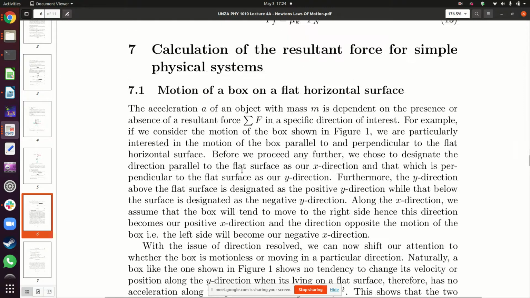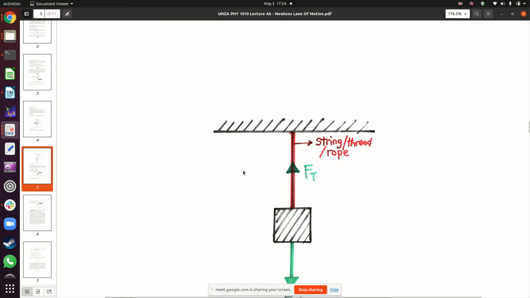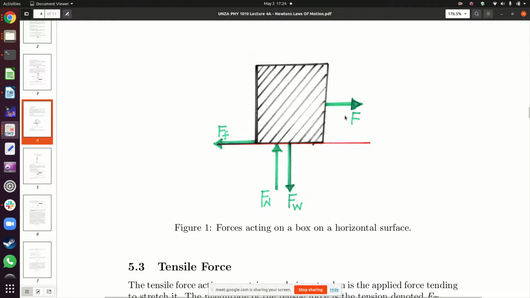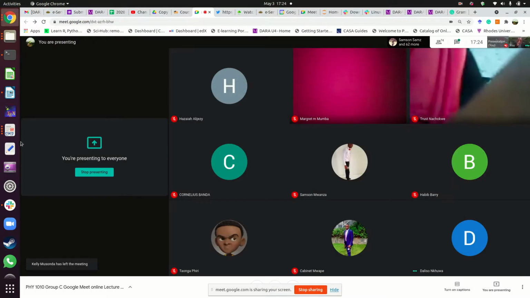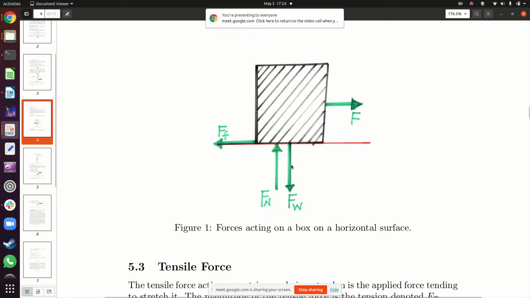So in the x direction, when it comes to our box, there is this force F, which is trying to pull the box to the right. Then as we are trying to pull the box to the right, there is another force, which is called the friction force, which is trying to oppose the motion of the box. So we have got two forces here. There is a pulling force F, and there is a friction force which is attempting to oppose the motion of our box.